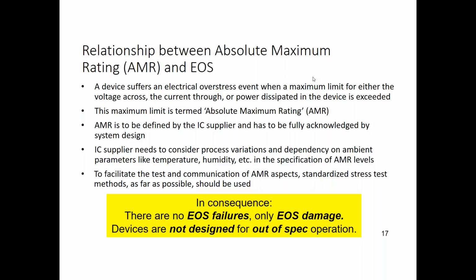The IC supplier, in defining this AMR, has to deal with their own process variations and the dependency of the performance of the device on environmental factors such as temperature and humidity. And so that means you have a statistical distribution of possible failure thresholds of a device population. And so anytime you have a statistical distribution, the supplier is also going to build in some margin. And we'll show you how that compares to other margins like operating margin shortly.